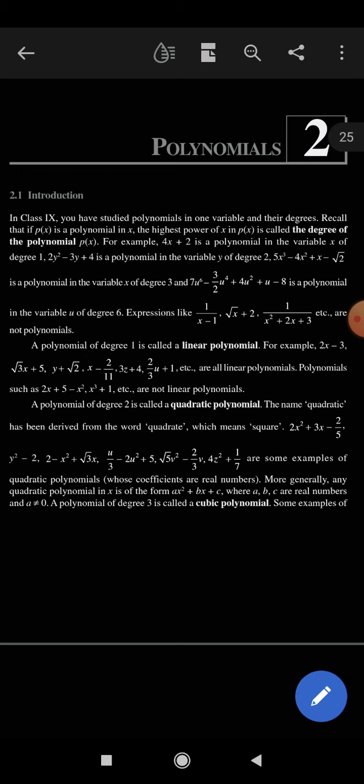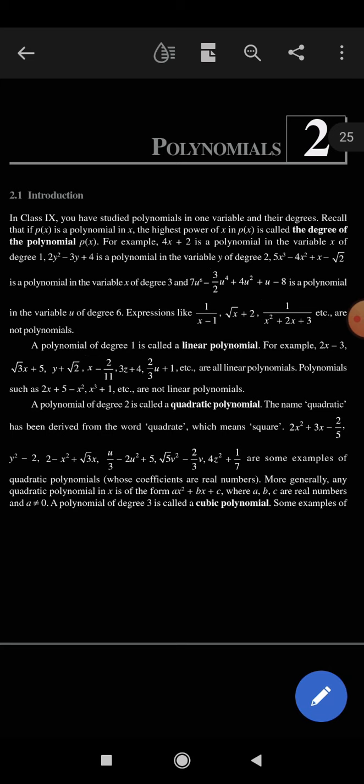For example, 2x − 3, √3x + 5, y + √2, x − 2/11, 3z + 4, 2/3 u + 1 etc. are all linear polynomials. Polynomials such as 2x + 5 − x², x³ + 1 etc. are not linear polynomials. A polynomial of degree 2 is called a quadratic polynomial.